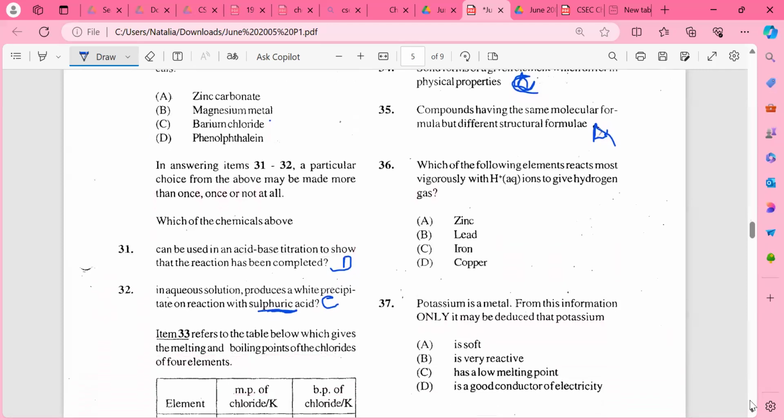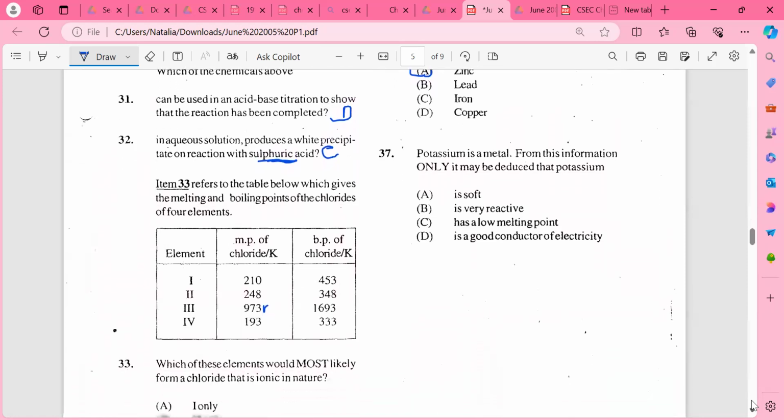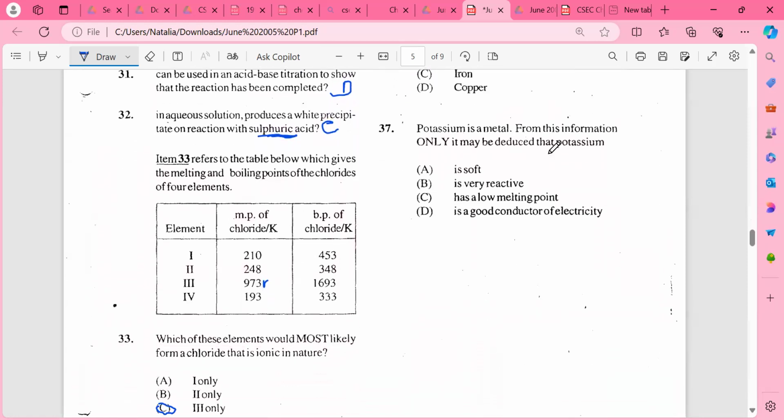Which of the following elements react most vigorously with H plus ions to give hydrogen gas? Looking for the most reactive element in periodic table, so that's going to be zinc. Potassium is a metal. From this information only, it can be deduced. So looking for property of metal, it is a good conductor of electricity.